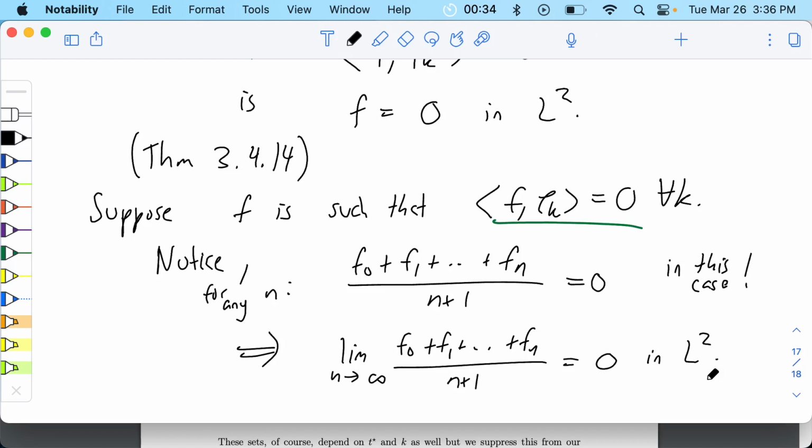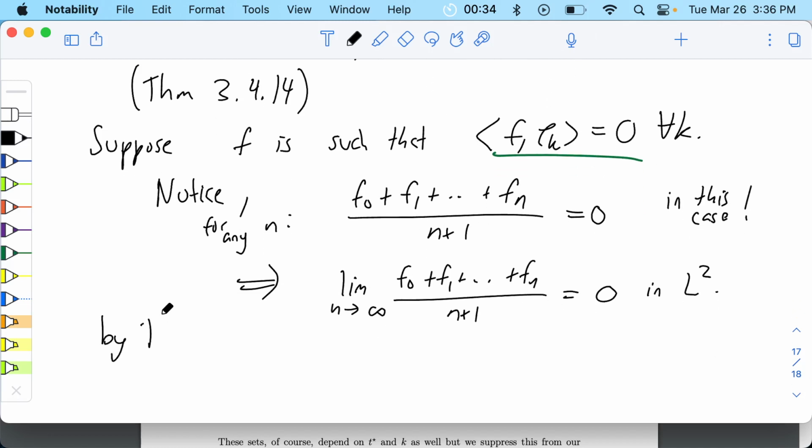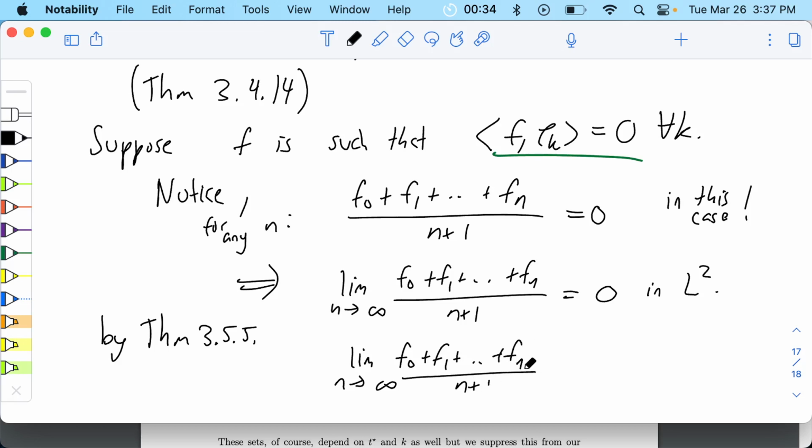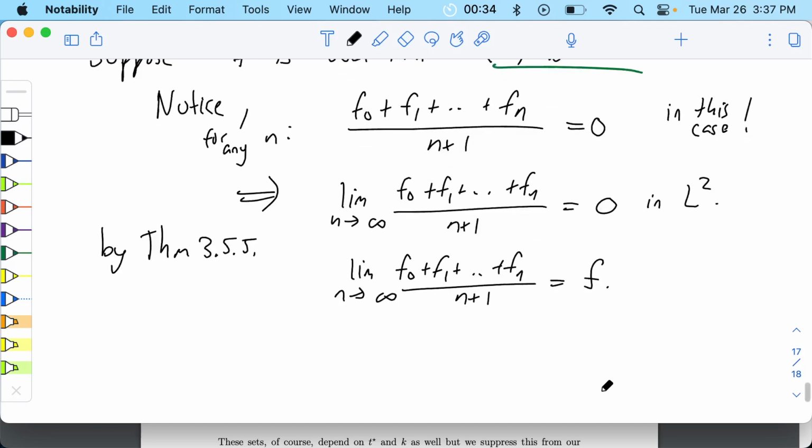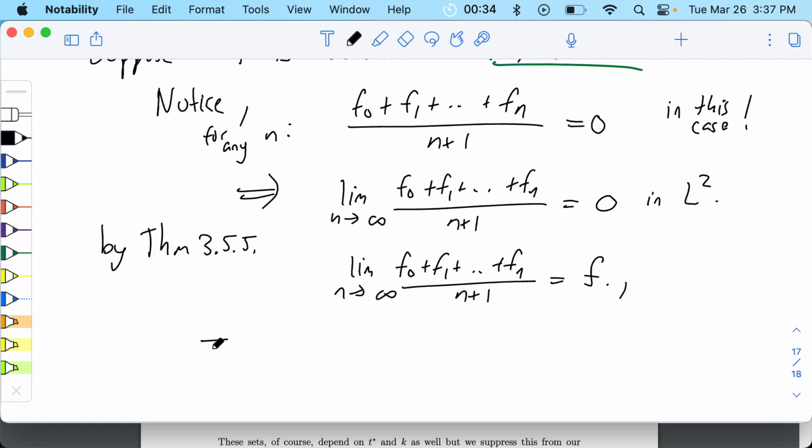On the other hand, by the previous theorem, theorem 3.5.5, the limit is f. So (f0 plus f1 plus ... plus fn) divided by n plus 1 is equal to f. Therefore, f equals 0 in L2. So if the limit is 0, because it's always 0, and the limit is f, by the theorem, therefore f equals 0 in L2.